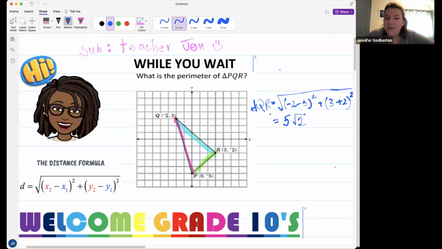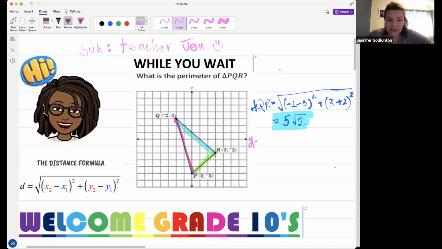Can anyone tell me what form I have left this in, where I've left it with that root 2? What is that called when you leave your answer with a root? Yay! Nice job, Palesa. It's absolutely surd form. So when the question says leave your answer in surd form, that's all you've got to do. Okay, so we have got the one distance. Let's calculate our next distance. Nice job, guys. Absolutely, surd form it is.